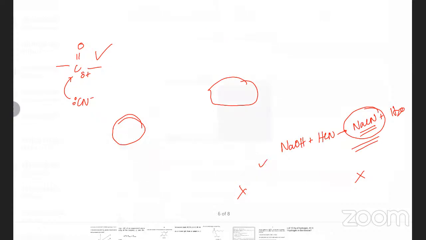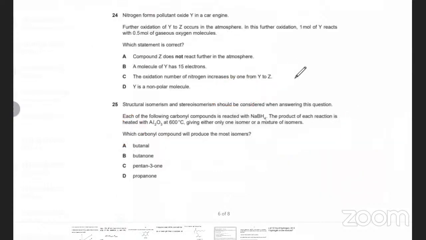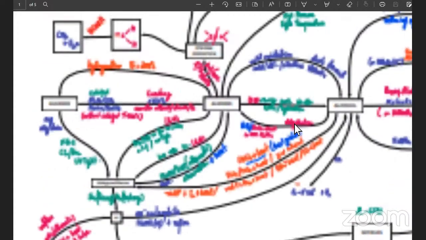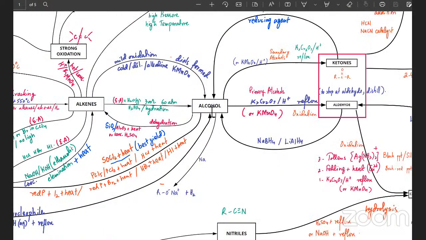So next is both questions. I'll start with this one. Structural and stereo isomers should be considered when answering this question. Each of the following react with NaBH4. The product of each reaction is heated with Al2O3. So what does Al2O3 do? It's not a reducing agent, it's a dehydrating agent. So NaBH4, that's reduction, then alcohol with Al2O3, that's dehydration, it turns into an alkene. Al2O3 is used to turn an alcohol into an alkene.